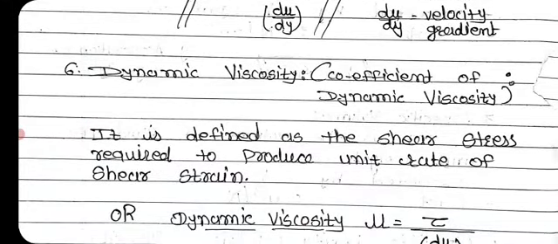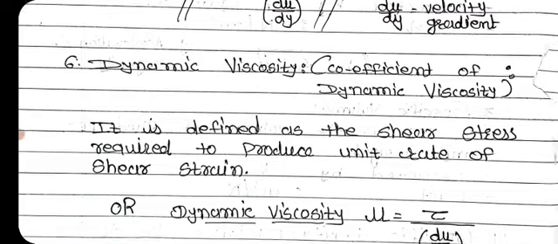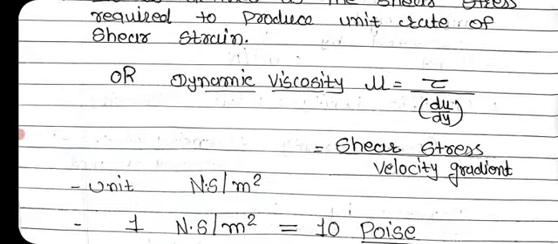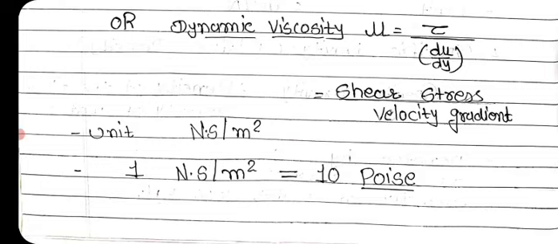So let's define it. Dynamic viscosity, or you can say coefficient of dynamic viscosity, it is defined as shear stress required to produce unit rate of shear strain. So dynamic viscosity mu is equal to tau divided by du by dy, as we have already discussed, shear stress divided by velocity gradient, and its unit is Newton second per meter square in SI unit, and in mks it is poise. So here the relation is 1 Newton second per meter square is equal to 10 poise.